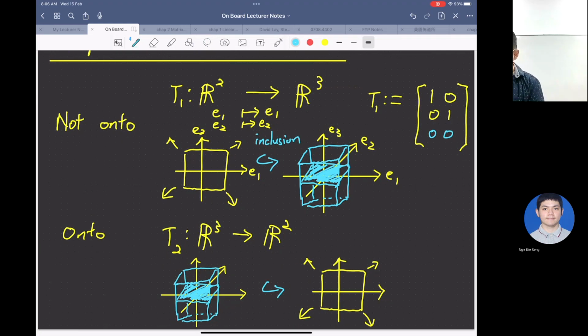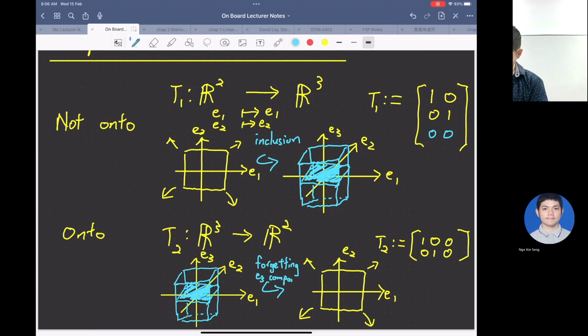How about T2? What's the size of T2? 2 by 3, good. So what do I do? Similarly, I send E1, E2 to the same place, and then I forget the Z component. The proper thing is forgetting the E3 component. I forget the height.